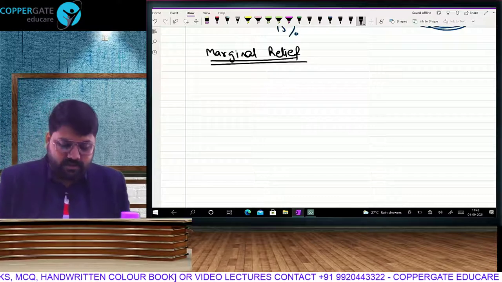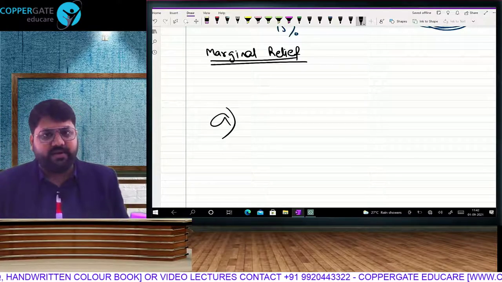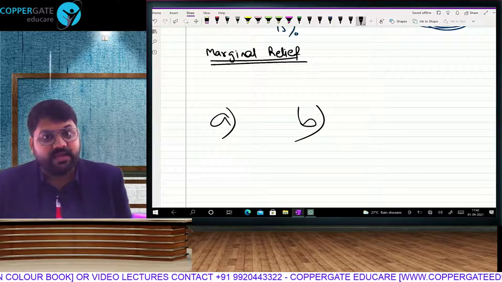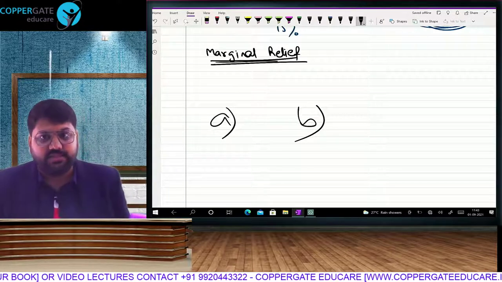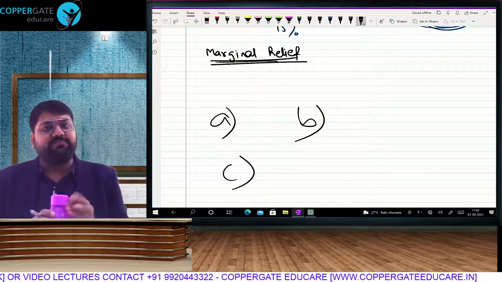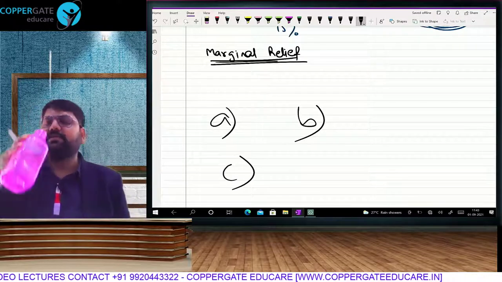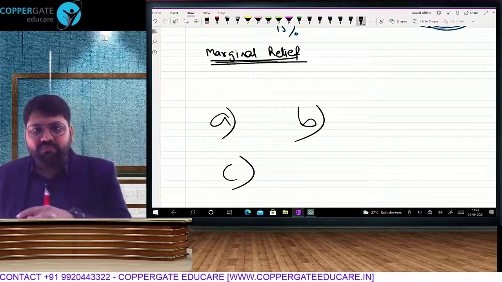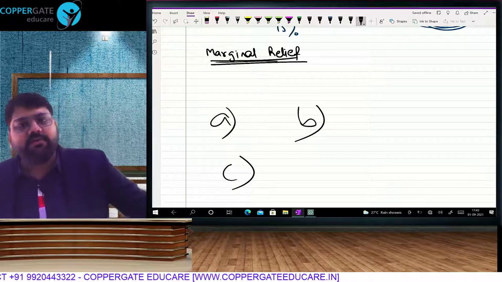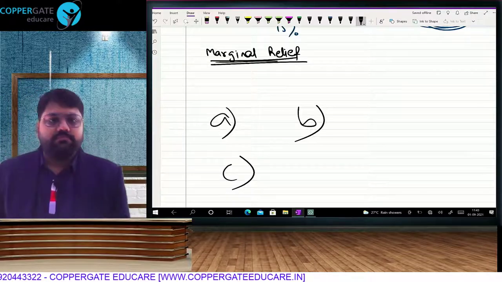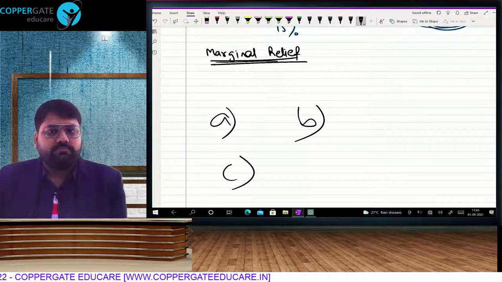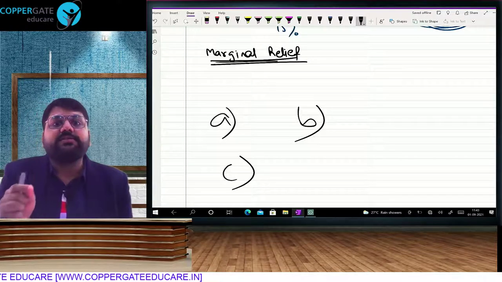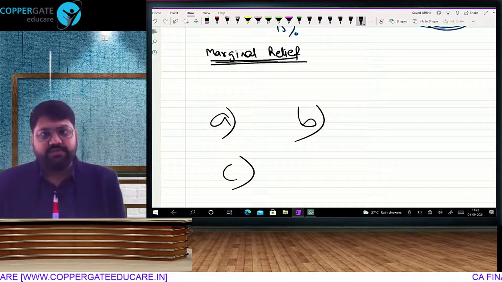Listen, concept A was rebate, please pay attention. A was rebate, B is surcharge. We are still in B. This is a subheading under surcharge. Then we will go to C after finishing marginal relief. Currently, we are still under surcharge and marginal relief is a subheading under surcharge. Are you following?